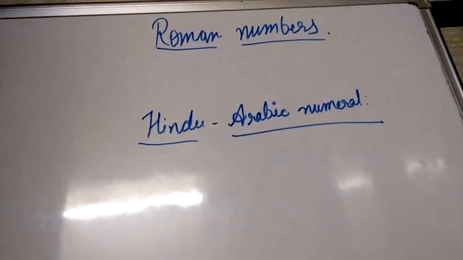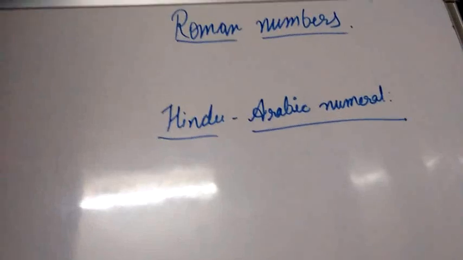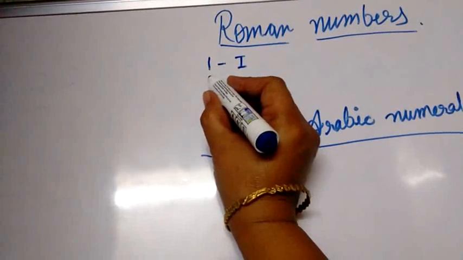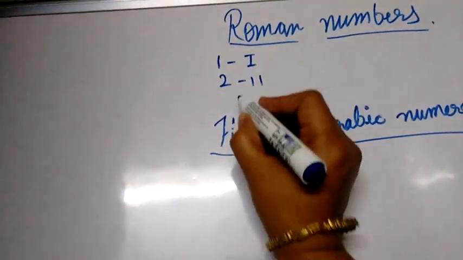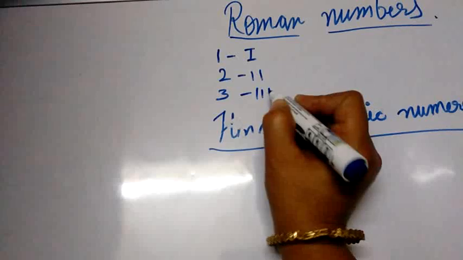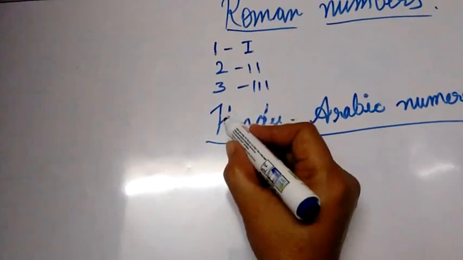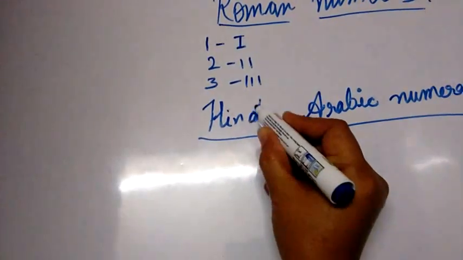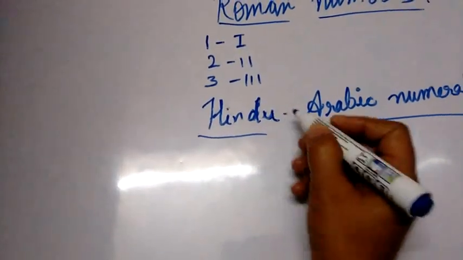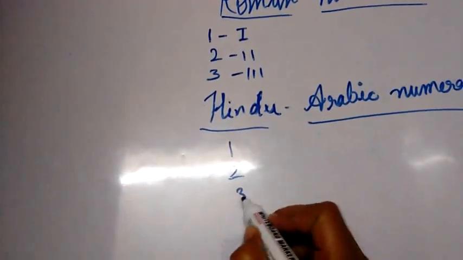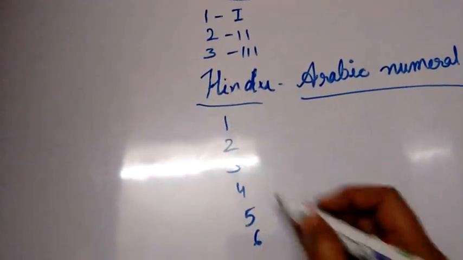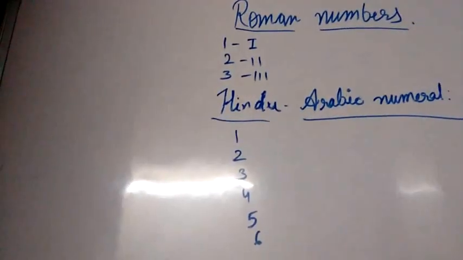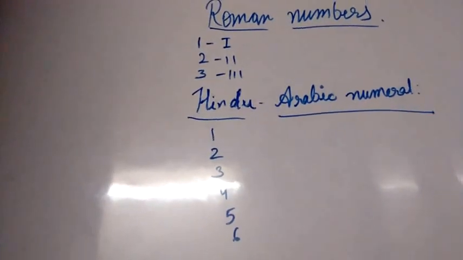Roman numbers. The Roman numbers that we generally use, like 1 can be written as I, 2 as II, 3 as III. These are Roman numbers. And next is Hindu-Arabic. Hindu-Arabic numbers are 1, 2, 3, 4, 5, 6. These are Hindu-Arabic numbers, and these are Roman numbers. Let us see how to write Roman numbers.